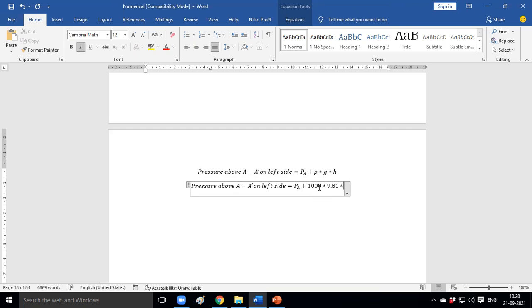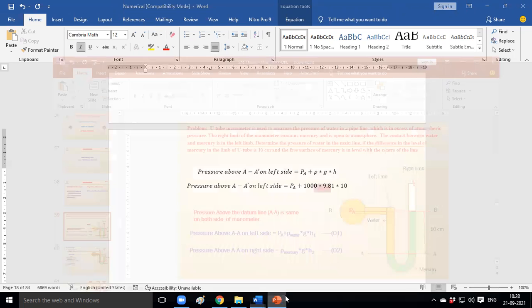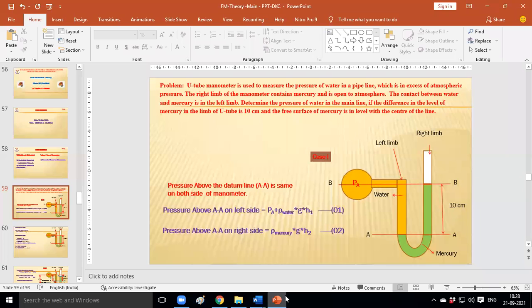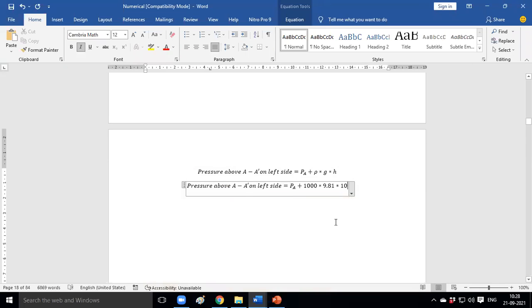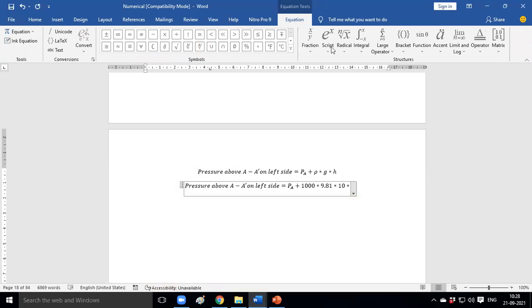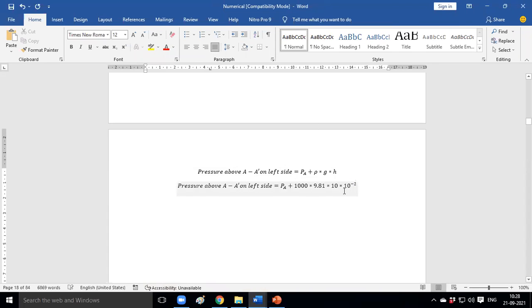10 centimeter. We need to put 10 centimeter as it is, or need to convert this 10 centimeter? Convert, correct, into meter. What will be the actual value from 10 centimeter to meter? 10 centimeter multiplied by which parameter? 10 raised to minus 2. Or we can replace directly 0.1 also. 10 into 10 to the power minus 2 means 0.1.